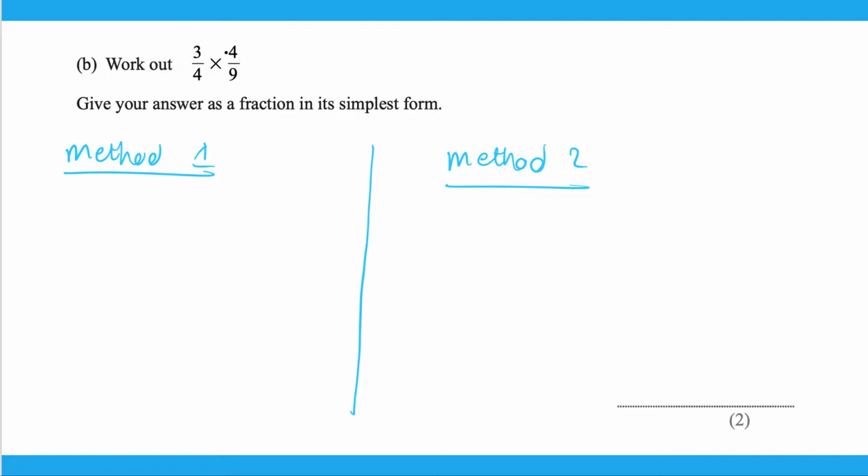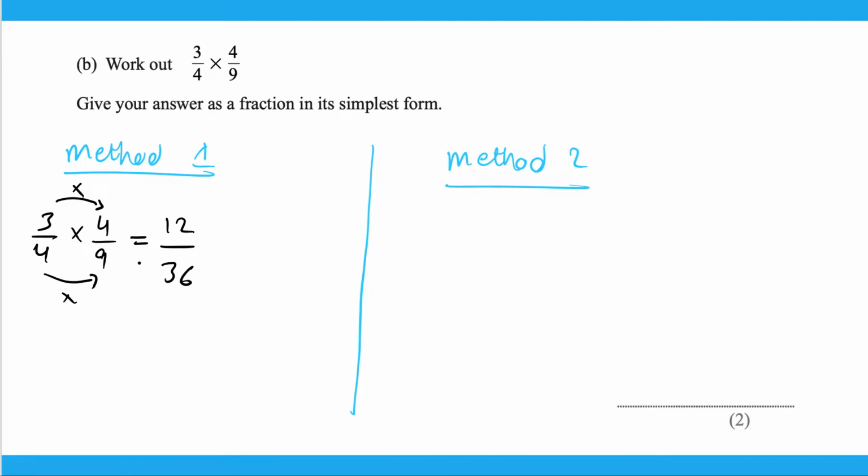Okay, so 3/4 multiplied by 4/9. Now whenever you're multiplying, you just need to multiply the numerators and then you need to multiply the denominators. Okay, so 3 times 4 is 12 and then 4 times 9 is 36.